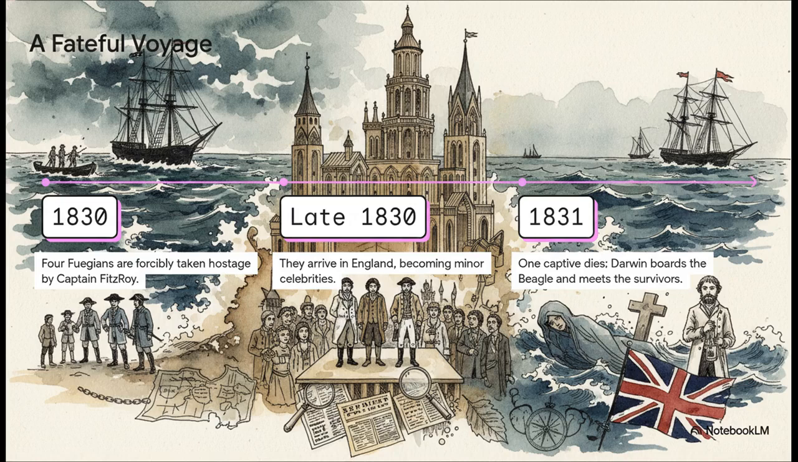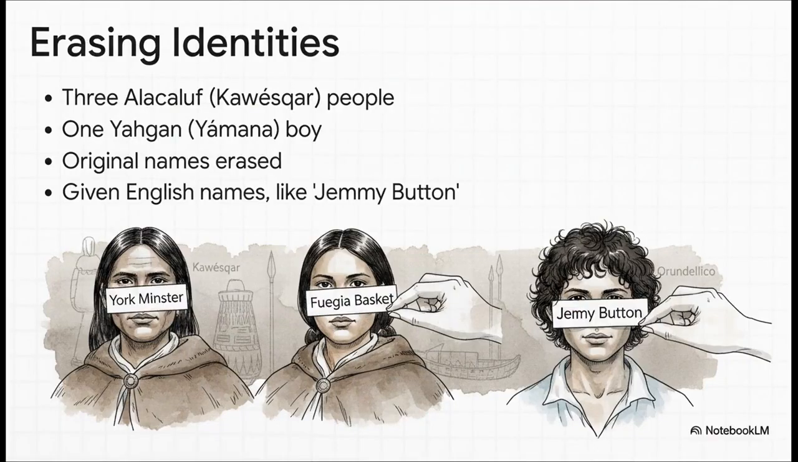And here's what's so crucial to get from this timeline. Darwin walks into the story after the most traumatic stuff has already gone down. In 1830, 4 people from Tierra del Fuego are taken hostage. When they get to England, they're treated like curiosities, like minor celebrities by the press. And tragically, before Darwin even sets foot on the Beagle, one of them had already died, a victim of this profound, violent uprooting. And this just perfectly shows that first act of erasure.